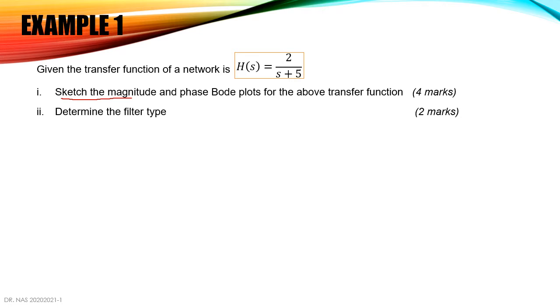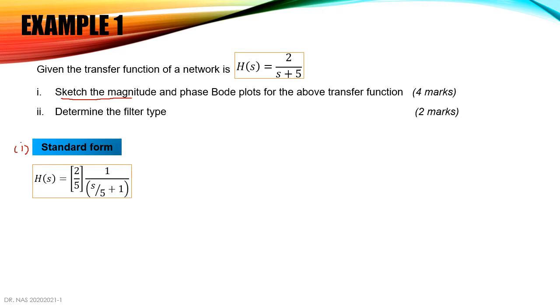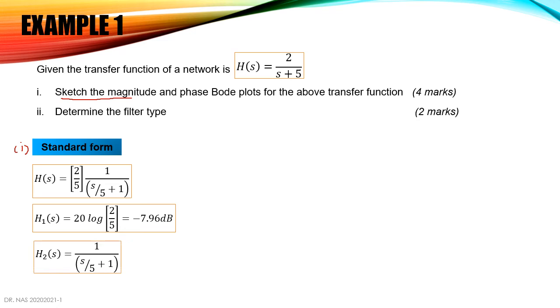So the first step, in order to do this, you need to convert the given transfer function into a standard form. Okay, so you need to separate between the constant and also the poles or zeros component. So in this case, the constant is 20 log 2 over 5 equal to negative 7.96 dB, while we don't have any zeros on top. We just have one pole at the bottom, a real pole at 5. So from the given transfer function, then you can plot the magnitude and phase plots.